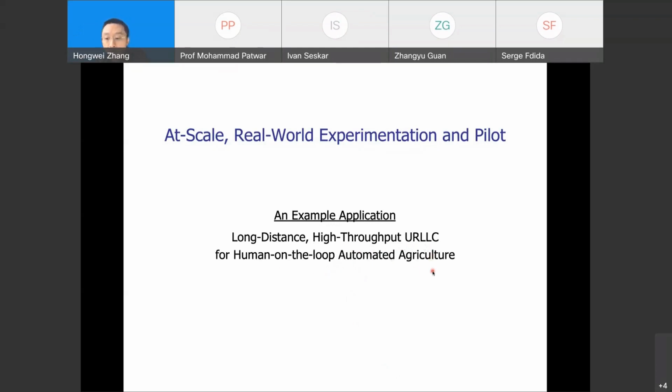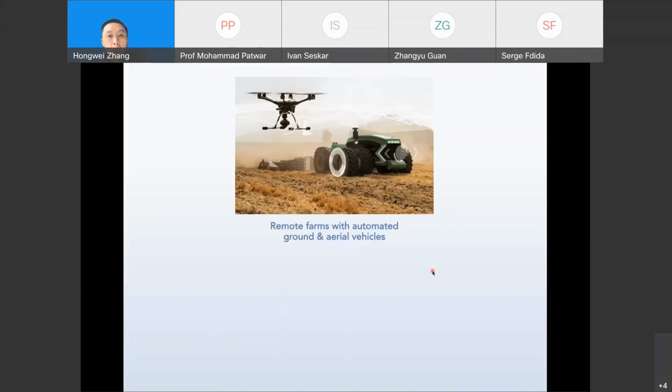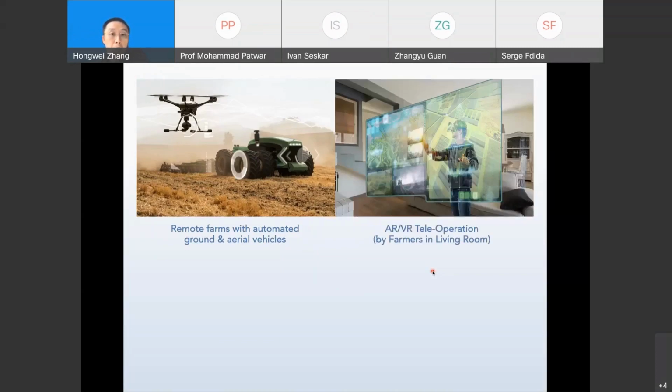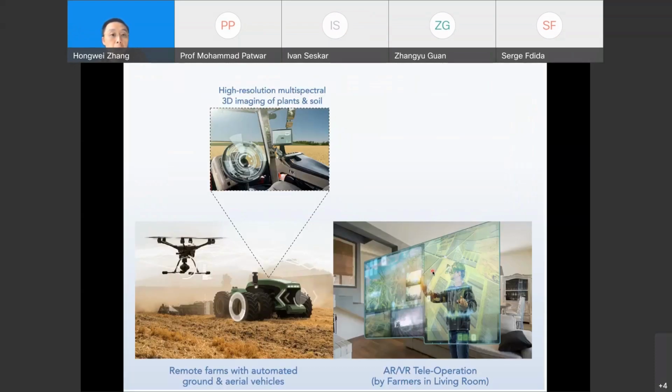So the setting is the following. The future of agriculture could be featured by automated ground and aerial vehicles, which are not controlled by people sitting on the vehicle, but by farmers or even businesses running these systems remotely. And the vehicles themselves more often than not carry a lot of sensors, and many of those sensors generate a lot of data. For example, even today there is use of very high-resolution multispectral imaging sensors that can sense the plant and soil as the vehicle drives around the field.